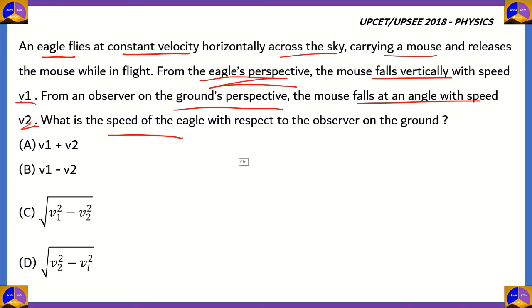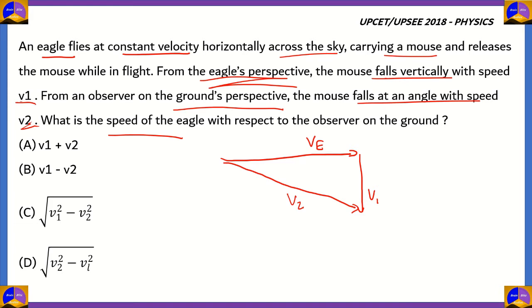So, how do we solve this question? In order to solve this question, we need to first visualize the whole situation. The eagle flies with the mouse, and we can consider that constant velocity as VE, the velocity of the eagle. Now, from the eagle's perspective, the mouse falls vertically, so we can represent that as V1. This is according to how the eagle sees it. However, from the ground perspective, the velocity of the mouse is at an angle from the ground. Therefore, V2 completes the triangle, which is composed of the velocities VE, V1, and V2.